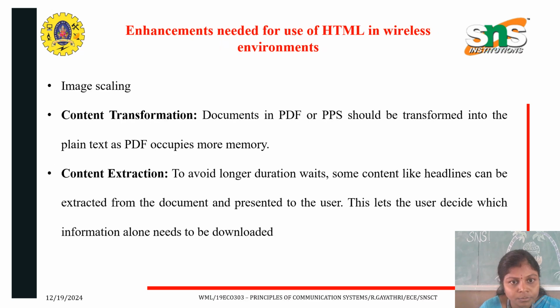The enhancements needed for the use of HTML in a wireless environment: the first one is image scaling and the second one is content transformation. A document in PDF should be transformed into plain text, as a PDF occupies more memory. Content extraction: to avoid a longer wait, some content like headlines can be extracted from the document and presented to the user. This lets the user decide which information alone needs to be downloaded.